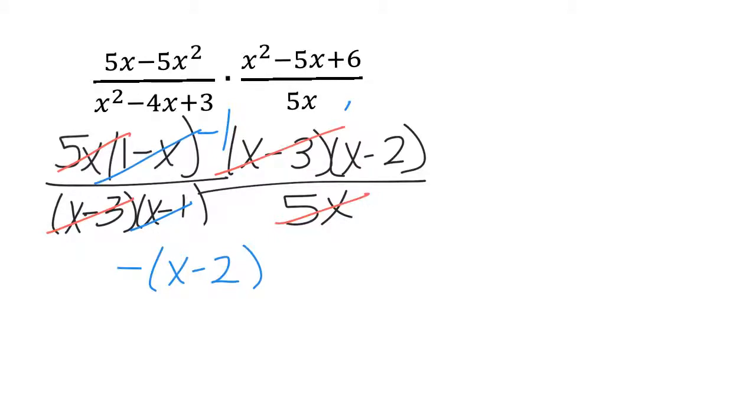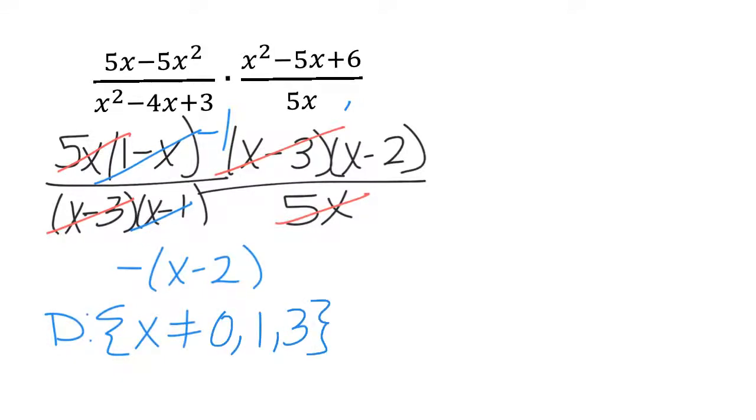And then what about the domain? We look at the domain and we see x cannot equal 3 from this parentheses, 1 from this parentheses, and from 5x, x cannot equal 0. So x does not equal 0, 1, and 3 is our domain.